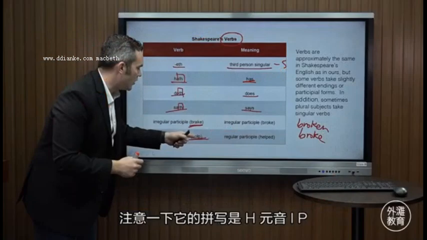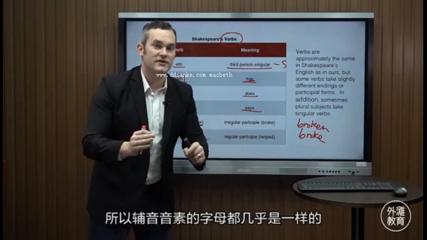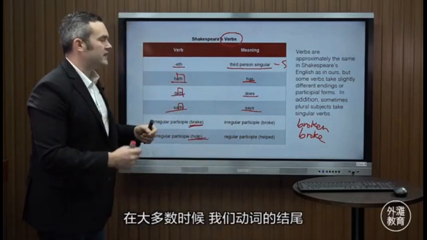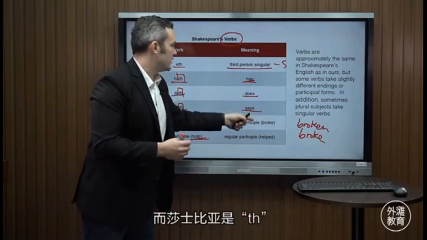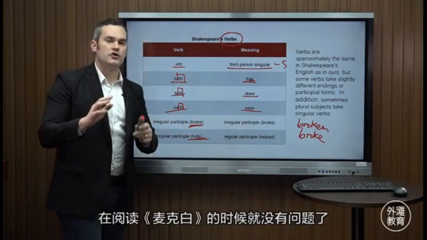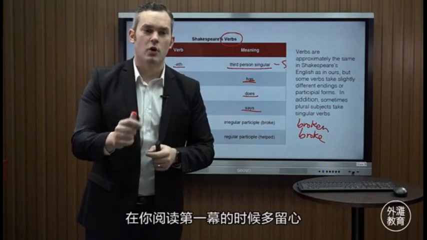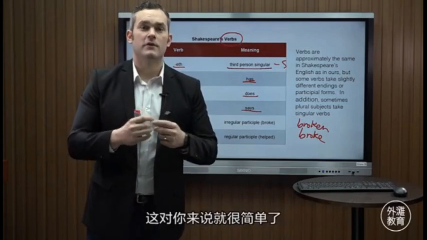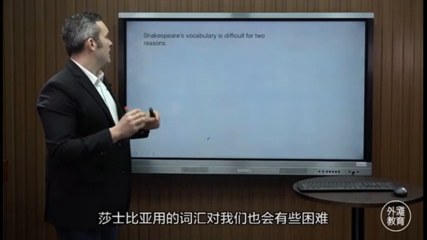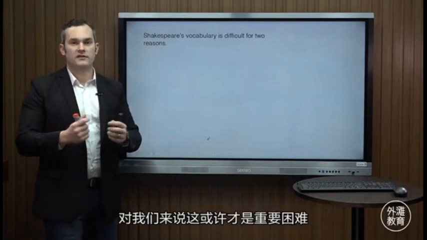Notice H, vowel, L, P, H, vowel, L, P. So the consonants are almost always the same, just the vowels are changing a little bit. And in the endings of our verbs, oftentimes, whereas we would have an S, Shakespeare has a TH. So pronouns and verbs, as long as you keep this information in mind, you should be okay reading Macbeth. I encourage you to study these charts and pay attention as you're reading Act 1. With a little bit of practice, it'll be easy for you to overcome these small differences between Shakespeare's English and our own.